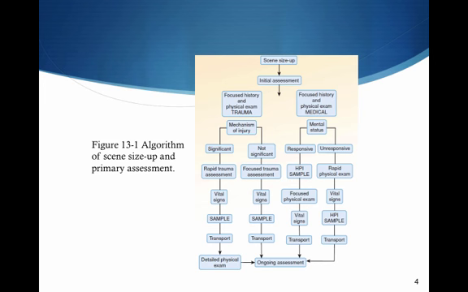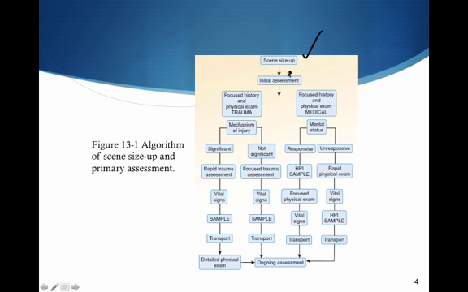This is an overall general algorithm of a scene size up and primary assessment. We're going to talk through it here for just a second. This is figure 13.1 in your book, and the first thing we do is an initial scene size up, to determine if the scene is actually safe, if I should be taking cover, and if there are any hazards on the scene. So we really take an overall look at the scene. Just because you're called to a medical call does not mean that there is complication.